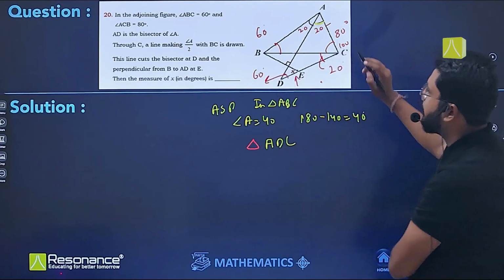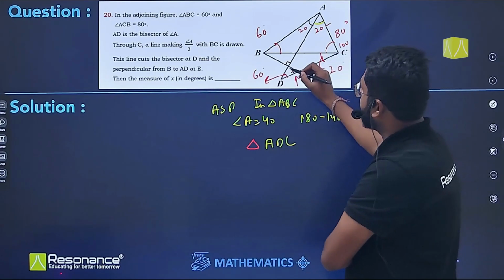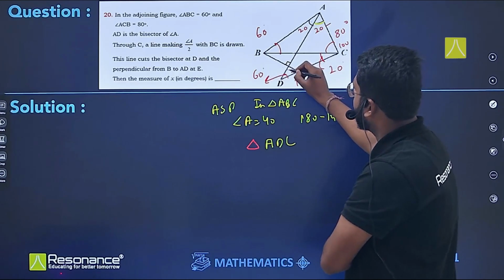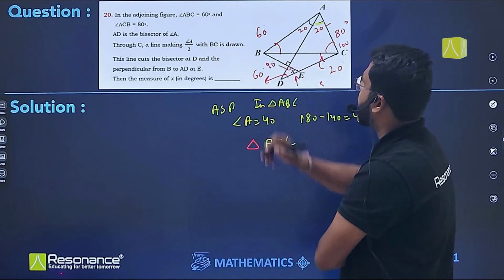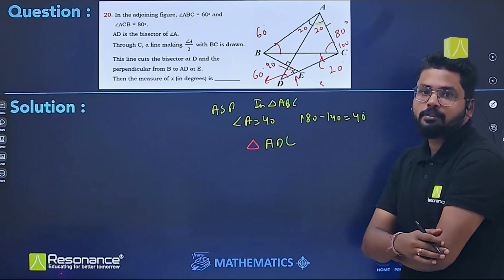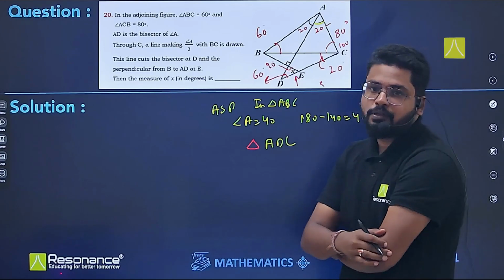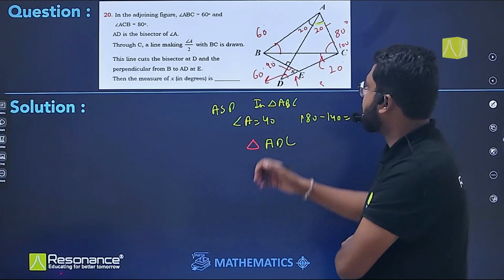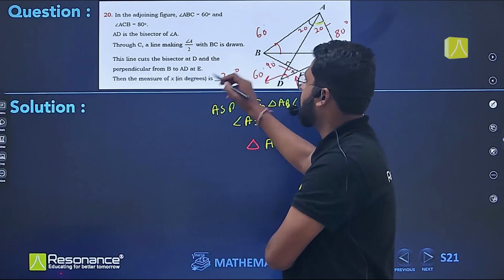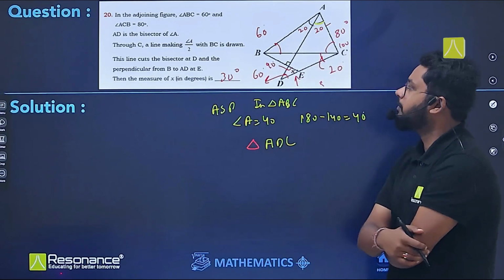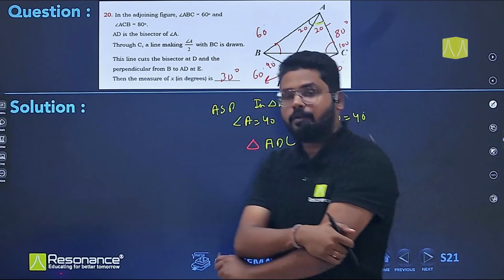This angle, whole C, is 100, and this is also equal to 90, the vertically opposite angle. So 90 plus 60 is 150. If you subtract 150 from 180, the next will be 30 degrees. So X will be 30 degrees.